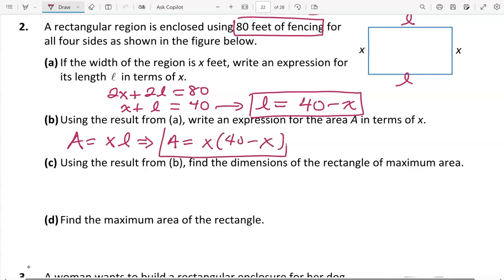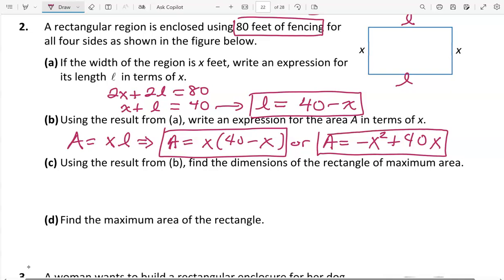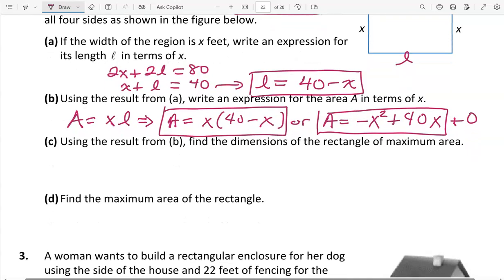So we have an area function that's described entirely in terms of x, not in terms of that other variable L. If we want to put this in standard form, we can. When we distribute, you'll get negative x squared plus 40x. I've changed the order of the terms so that it is in ax squared plus bx plus c form. And remember, c is actually 0 since there's a plus 0 on the end. So using that result from above, we can find the dimensions of the rectangle of maximum area.